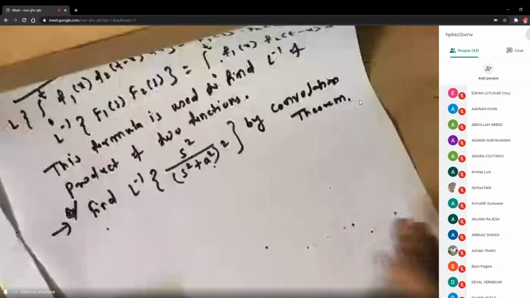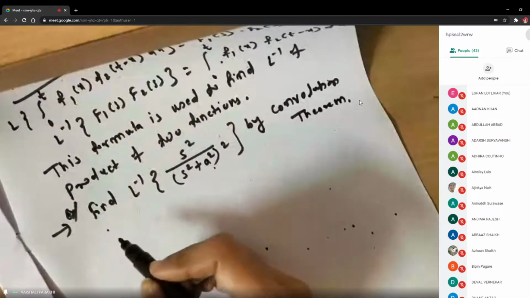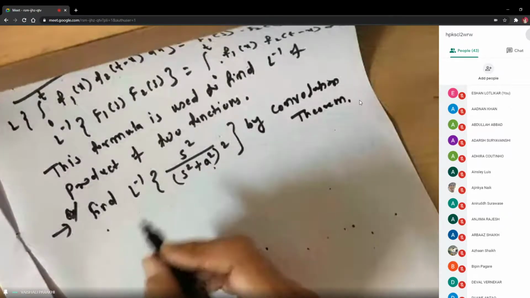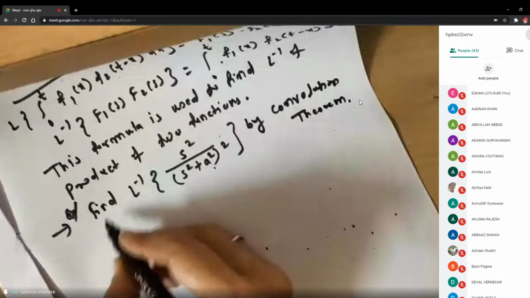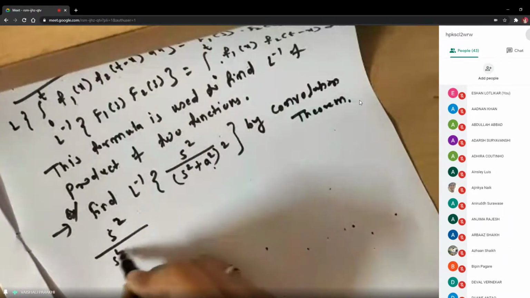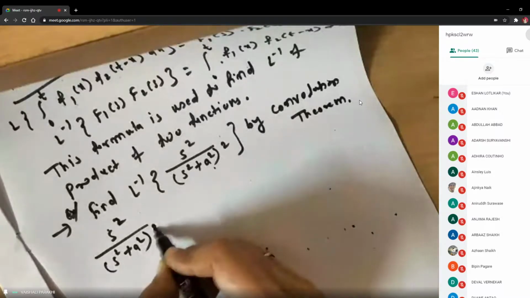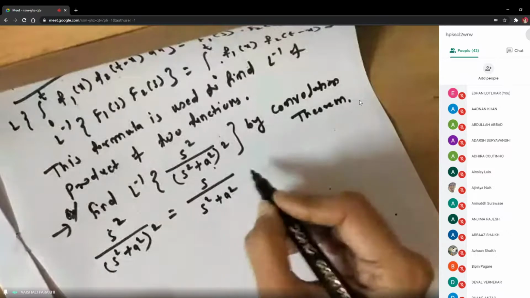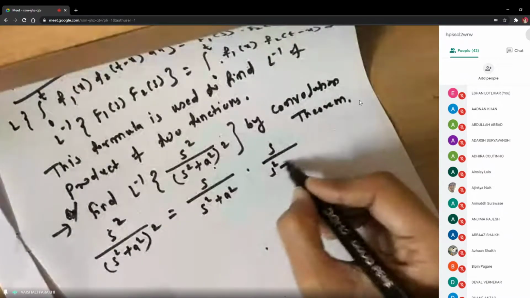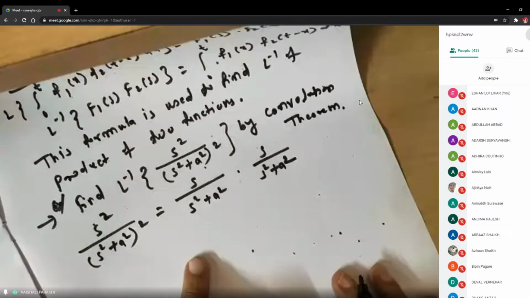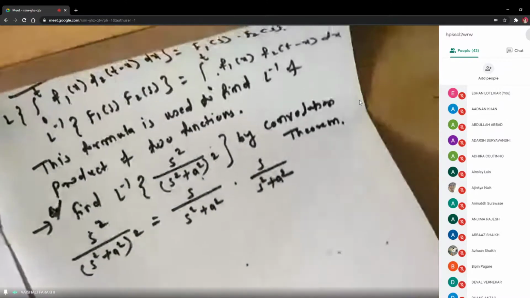Okay. So see the steps, students. In the first step, you are going to write this first, S square upon S square plus A square, the whole square. You are going to split this function, students, into S upon S square plus A square into S upon S square plus A square. All of you understood this? So what is the first step in your working rule? Can you write it side by side?